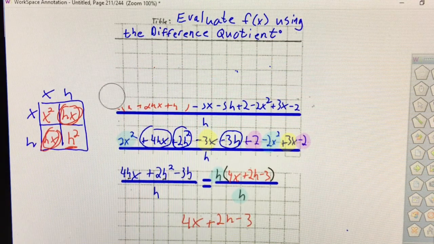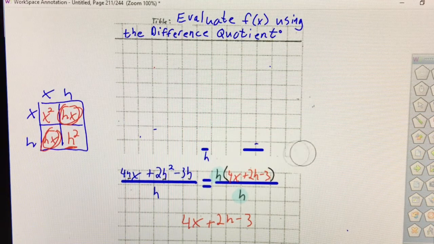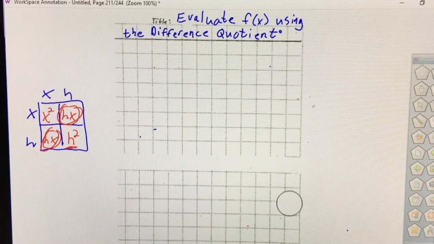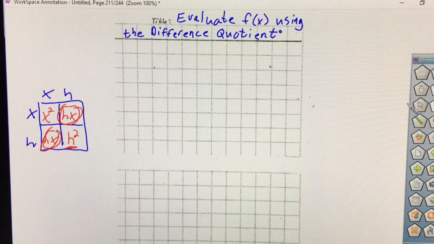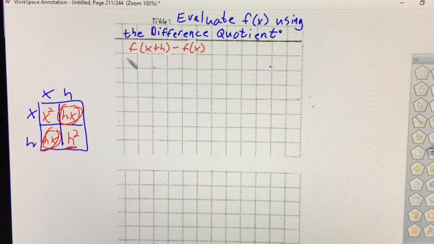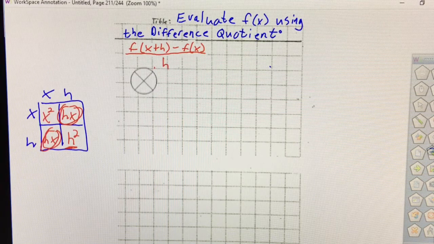We're going to use something called the difference quotient. I'm just going to take a pretty basic note on it and use an example. So the difference quotient is written as f of x plus h minus f of x all over h. There's the quotient, and the minus sign is the difference.